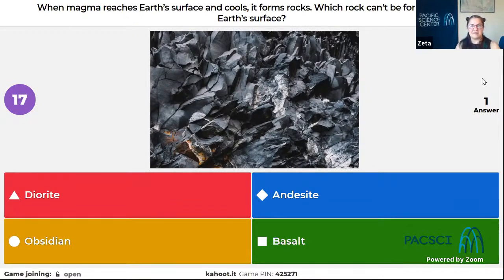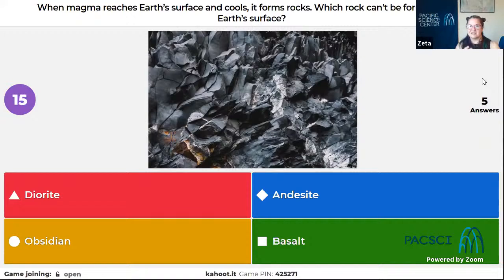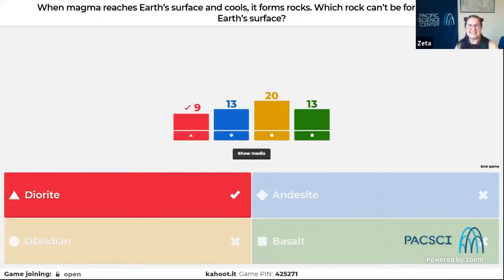We name rocks in part based on their mineral composition, but also on the form that they can take, based on whether or not they cool quickly or slowly. Which one can't be formed above the Earth's surface? And the answer is, it is diorite. Obsidian cools very quickly above the Earth's surface, as does basalt, as does andesite, but diorite, in order to form, has to cool slowly, so it has to stay below the Earth's surface.